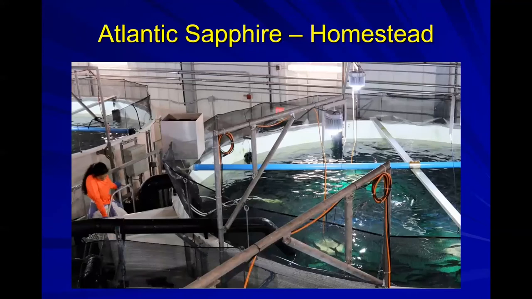This is the inside of Atlantic Sapphire in Homestead. This is the salmon farm. We mentioned it earlier. So they're raising a cold water species in Homestead, the most southern part of Florida. Like, what are they doing? And it's all indoors, and it's temperature regulated. And the company is out of Norway. It's one of the largest salmon producers in the world.